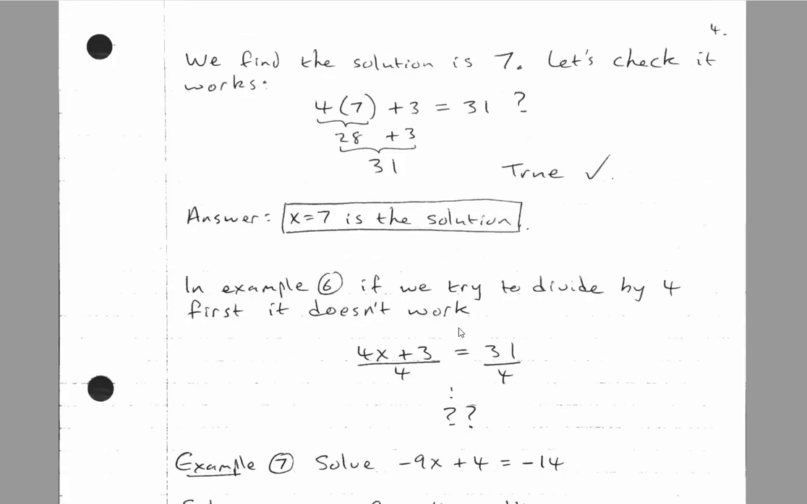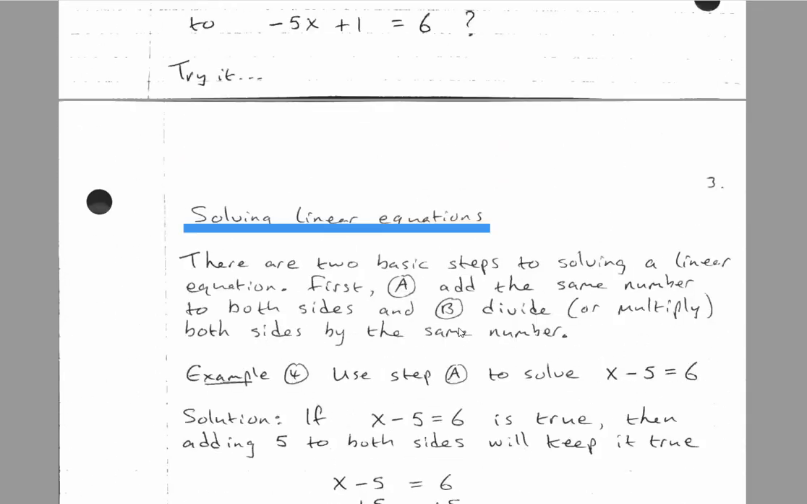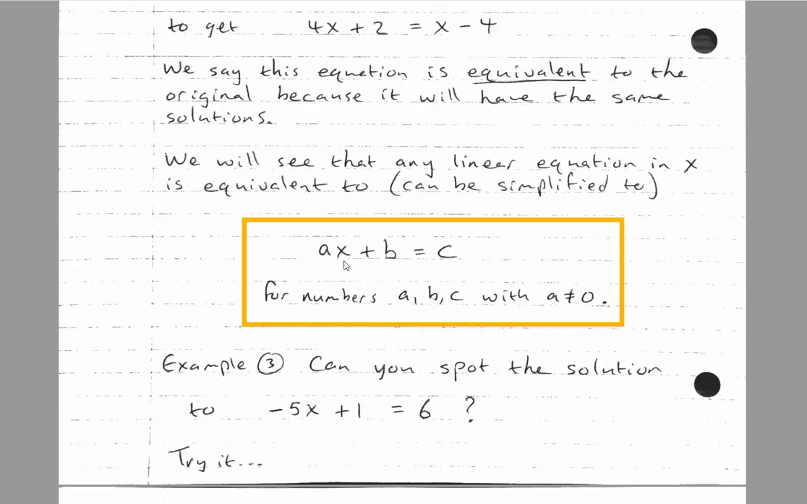All right, so that's how we're solving these simplified linear equations. If you have ax plus b equals c, the first step is to subtract b from both sides, and then divide both sides by a. So you're just isolating the x.